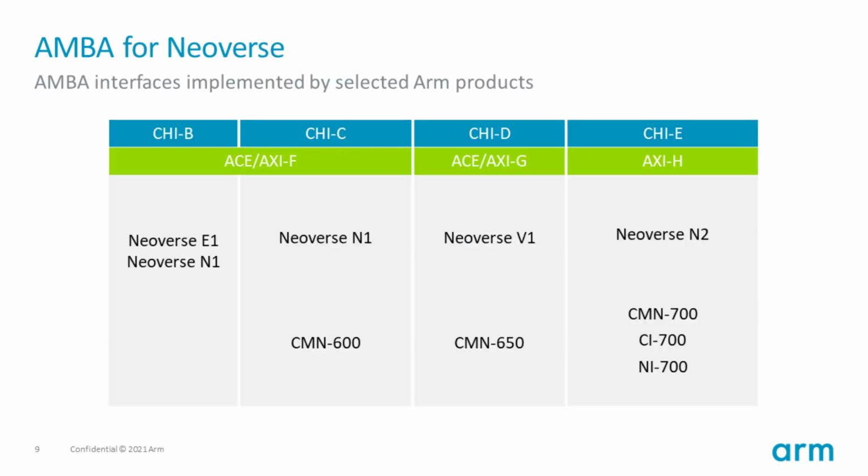Here's a view of the AMBA interface revisions for CHI, ACE, and AXI, and how they map across the different CPU and interconnect IPs, with our latest Neoverse N2, CMN-700, and NI-700 IP taking advantage of our latest CHI-E and AXI-H protocol revisions.